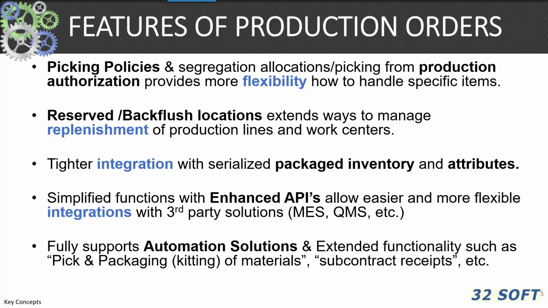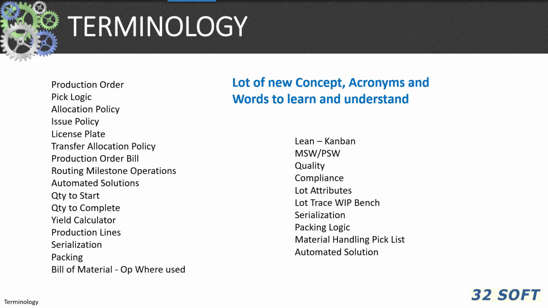A couple of the highlights of production orders. The new picking policy, probably the biggest change as you'll see. We've got new reserved and backflush locations. There's a tight integration to serialization and packaging. There's a simplified API. It's integrated with automated solutions and the new patching functionality. As I always warn, there's a lot of new concepts, acronyms, words we need to learn and understand. So much to be aware of.